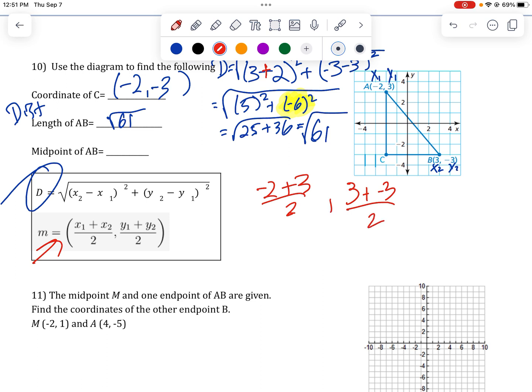All right. So -2 plus 3 gives you +1 divided by 2, so I'll just write it as 1/2. And then 3 plus -3 is 0, and 0 over any number is 0. So my midpoint is 1/2, 0.